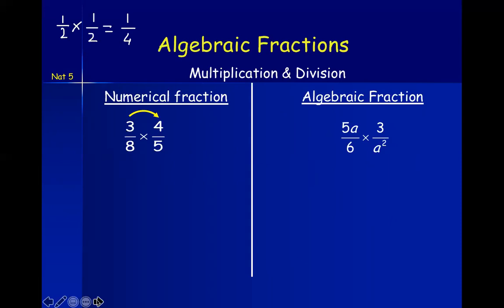So 3 times 4 and 8 times 5, which is 12/40, which should be 3/10. Okay, so 12/40 is 3/10.